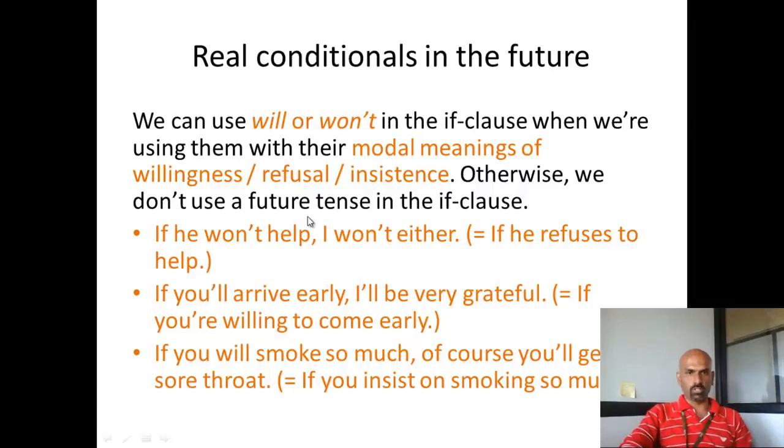Use will or won't. If you won't help, I won't either. That means, here, in the meaning of refusal: if he refuses to help, I won't either. Instead of using refuses, you can use "if you won't help, I won't either." If he refuses to help, that's the meaning.